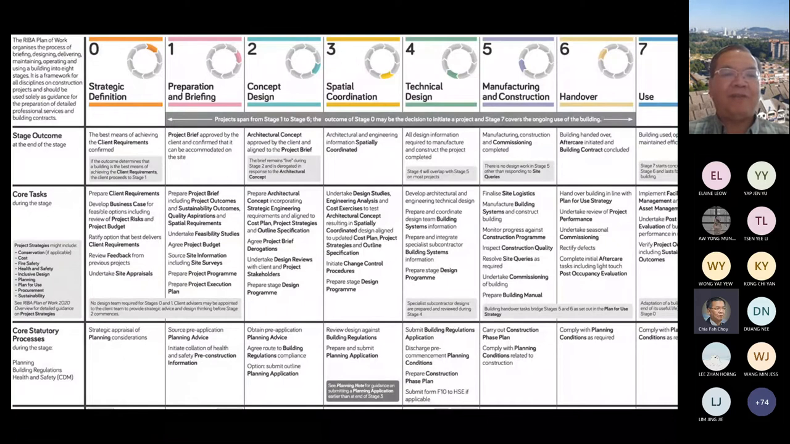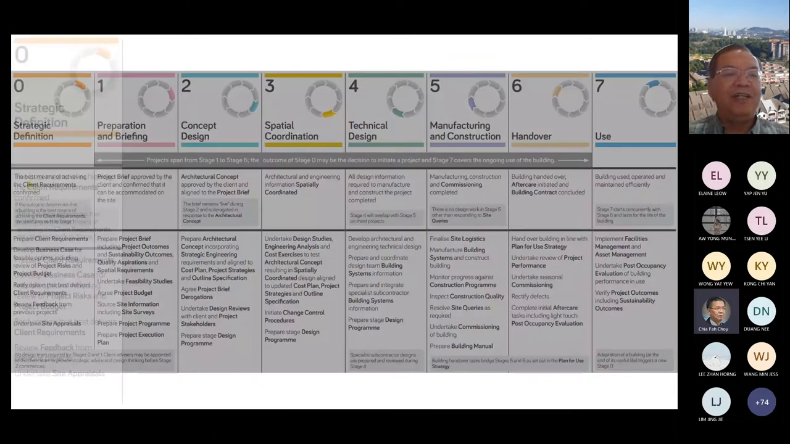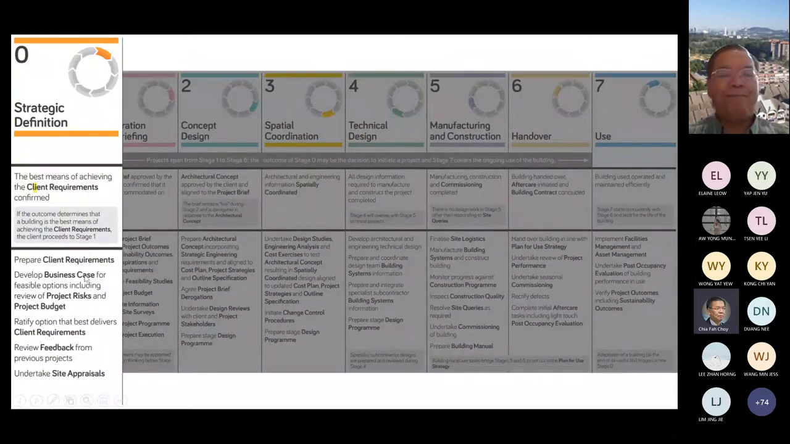For the first stage, we have strategic definition. So for the strategic definition stage, you can see here, as a QS, probably what we need to produce or prepare is the business case. Develop a business case for feasible options. So what is a business case? Later on, I will show you an example of how to work up the business case. But generally, the idea of a business case is very simple. This term is getting more and more popular, not only in the construction industry, but in the business world or the project world. The business case is for you to develop the worth of carrying out the project.